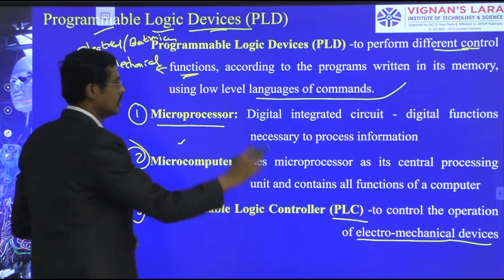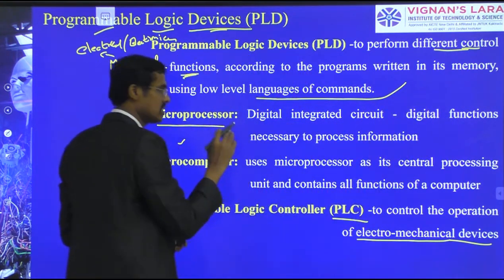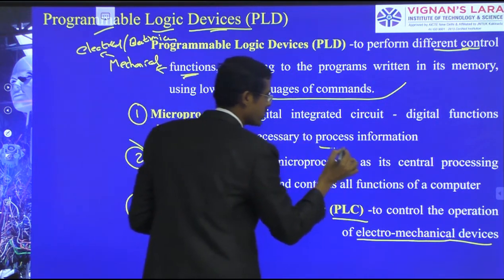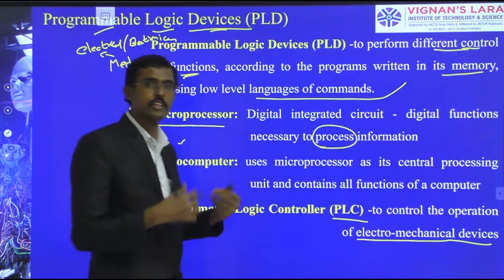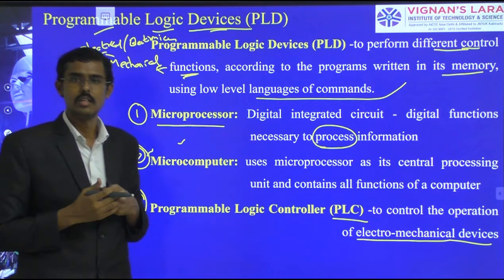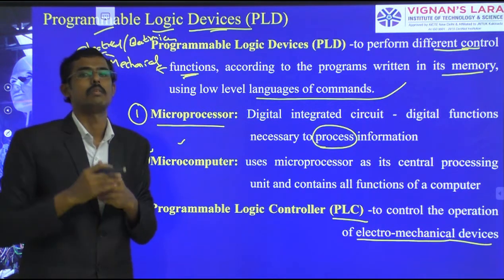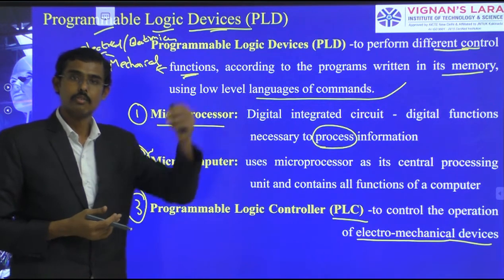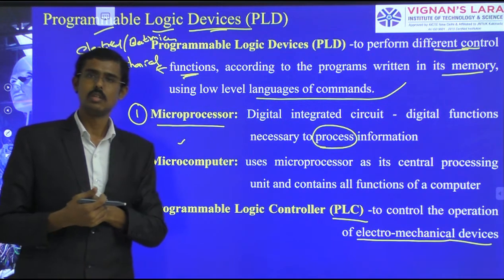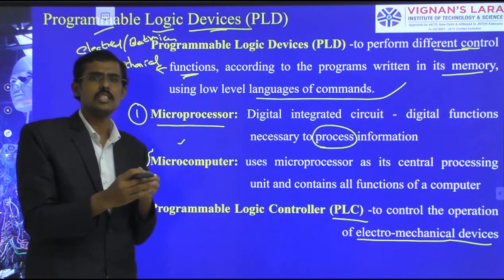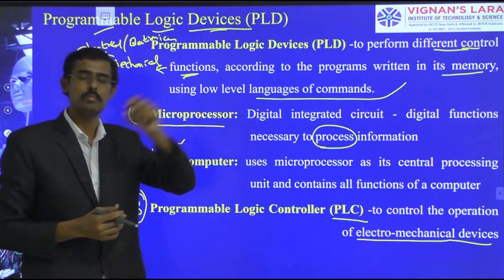Microprocessor, number 1. A digital integrated circuit, with the digital functioning necessary to process the information which is in the memory. We have first fed it, we have programmed this well for this feedback system, this closed loop system, to happen. We have fed it to the memory. From the memory to the output, the connector is nothing but a microprocessor. It takes the memory functions, takes the input and gives the output. That is the job done by the microprocessor.